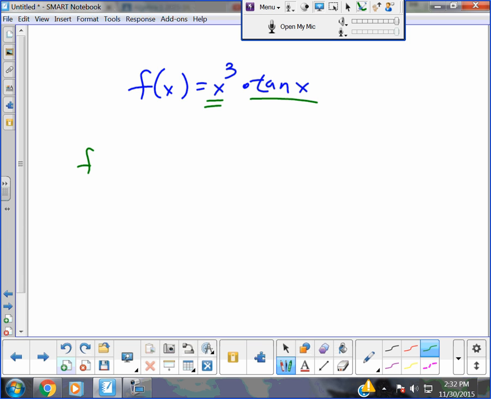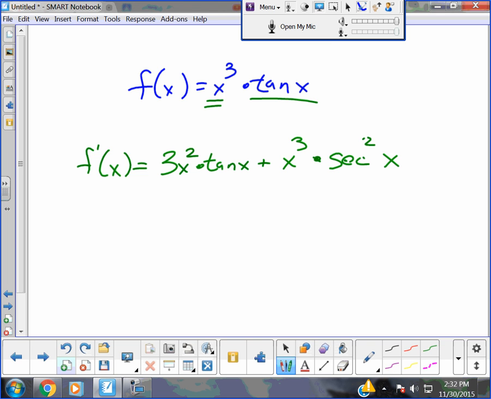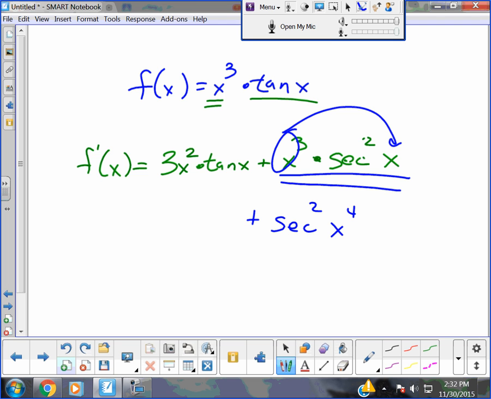F and g, and again I do it in parts. I'm not going to write it out. I know the derivative of x cubed is 3x squared times the other thing, plus x cubed times the derivative of tan, which is secant squared x. Let's be 100% clear. The other thing I saw happen was people did this. You cannot bring x cubed into this argument. It never changes. The x is never going to change. You can't do this.